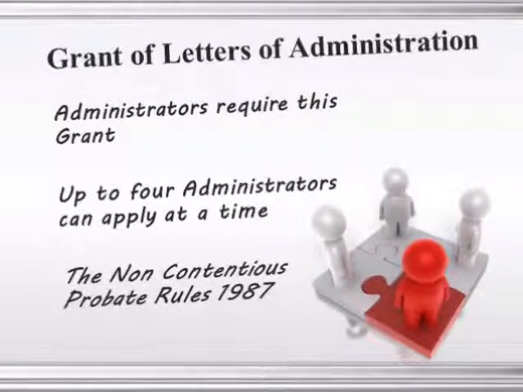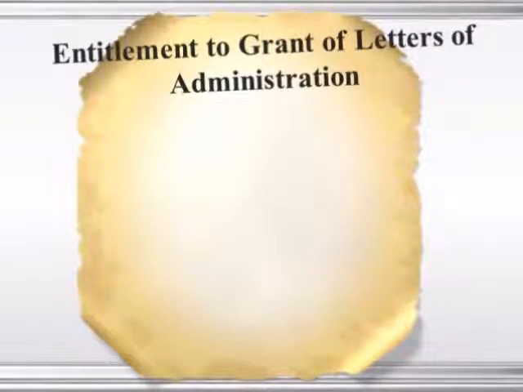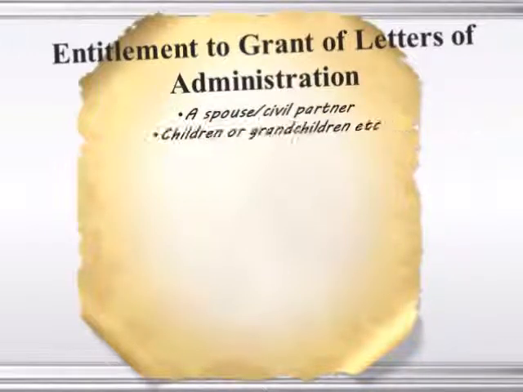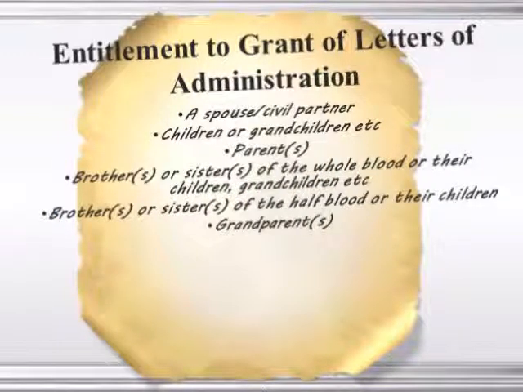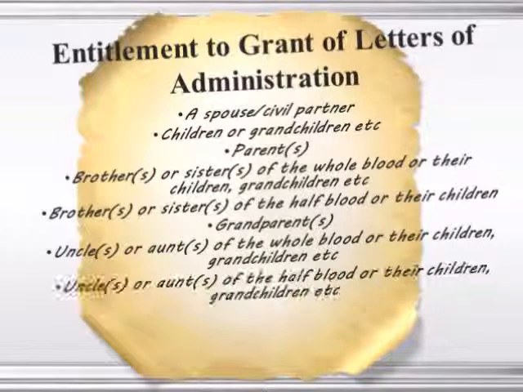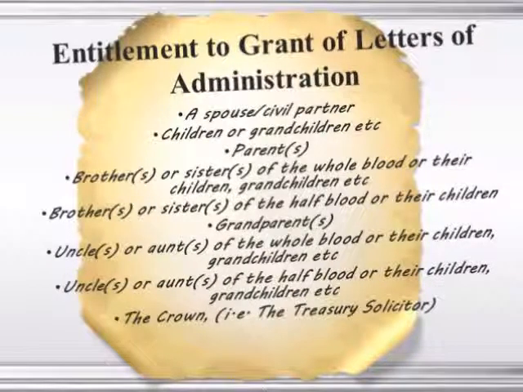The Non-Contentious Probate Rules 1987 sets out the order of priority to apply for grants of letters of administration. The order of entitlement mirrors the order of entitlement to inherit under the rules of intestacy. An applicant must clear off all those with a better entitlement before he or she can obtain a grant of letters of administration.